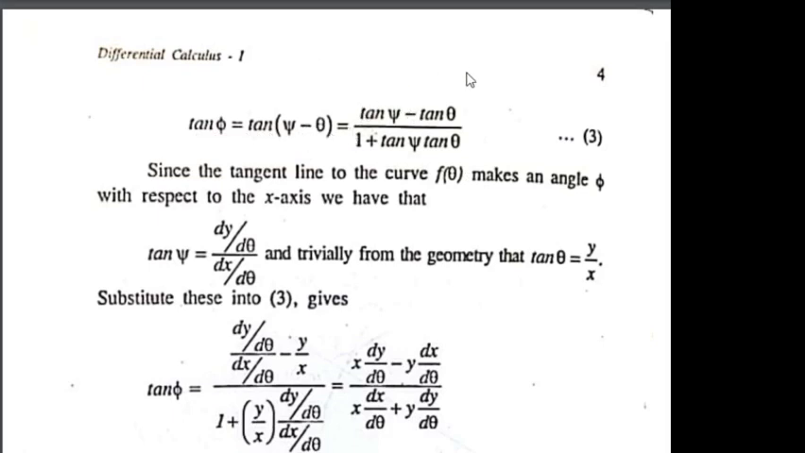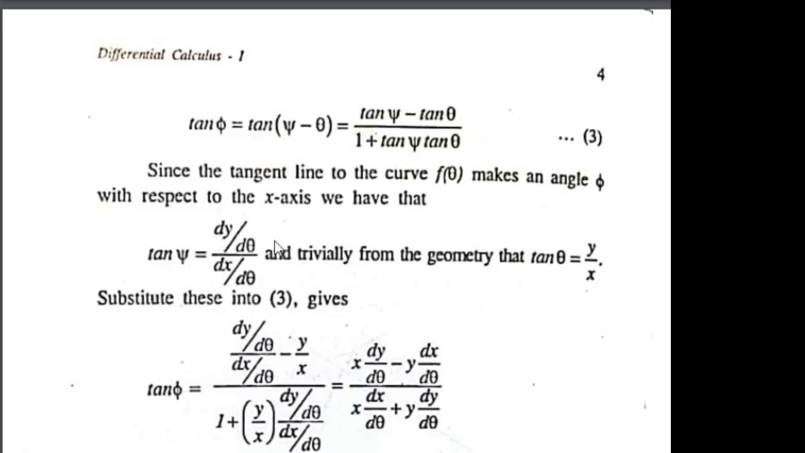Apply the tan(a minus b) formula and we get this one. So this is equation 3. Now, the tangent line to the curve: we know that tan psi is nothing but the slope of the tangent. The slope of a curve is given by dy by dx.